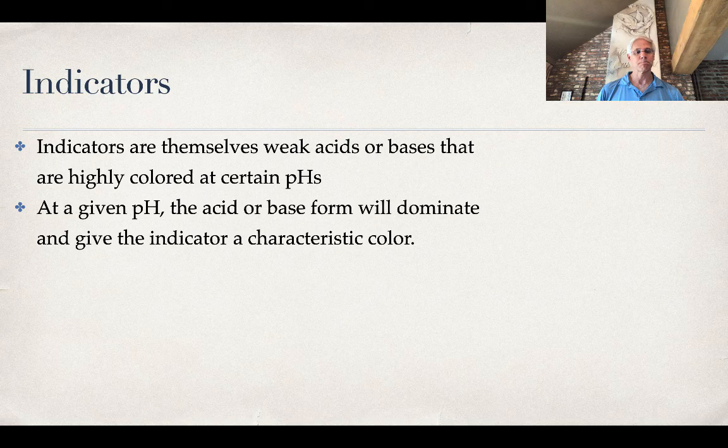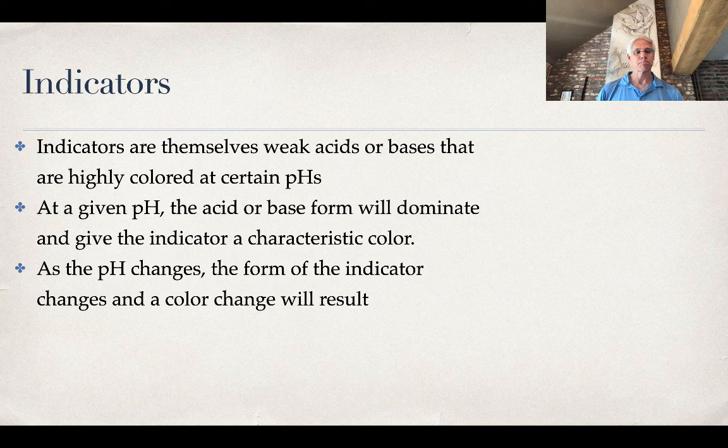And so at a given pH, either the acidic or the base form of the indicator will dominate, and that color will be present in the solution. Because they are so highly colored, we just need them in very, very small concentrations because they are themselves weak acids or bases, and if they were present in too high a concentration, they would interfere with our titration. But we can usually have them present in solution at concentrations of 10 to the minus 5 or 10 to the minus 6 molar, and that gives us plenty of color because they are just so highly colored.